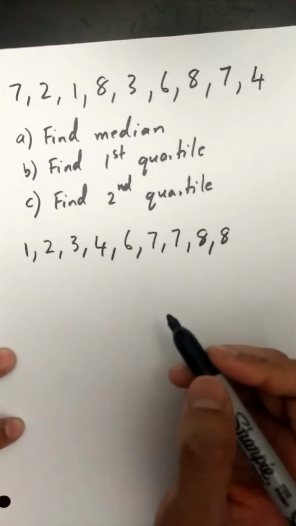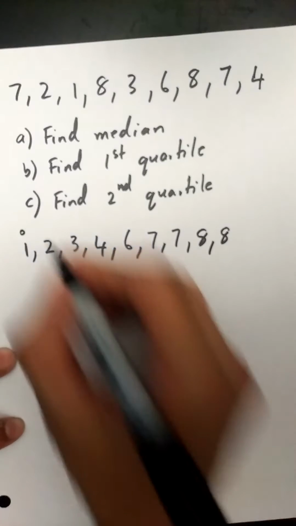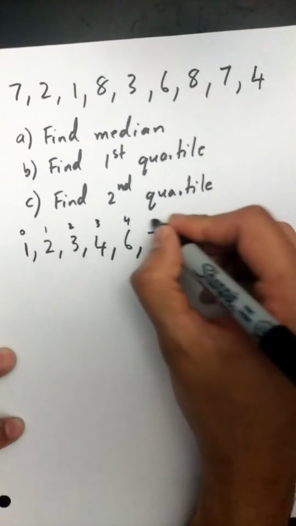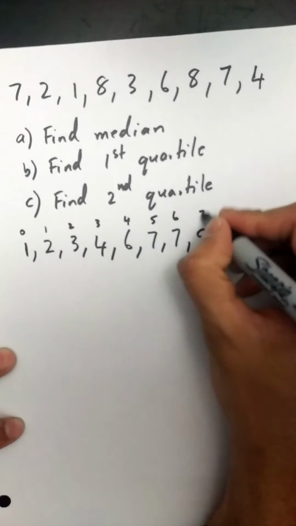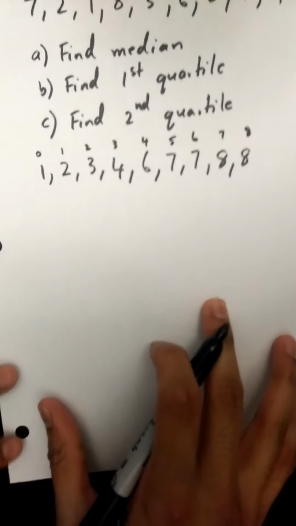The next thing you want to do is label the index of these numbers starting at 0 and going up by 1. Once you have your index, we can start solving these questions.